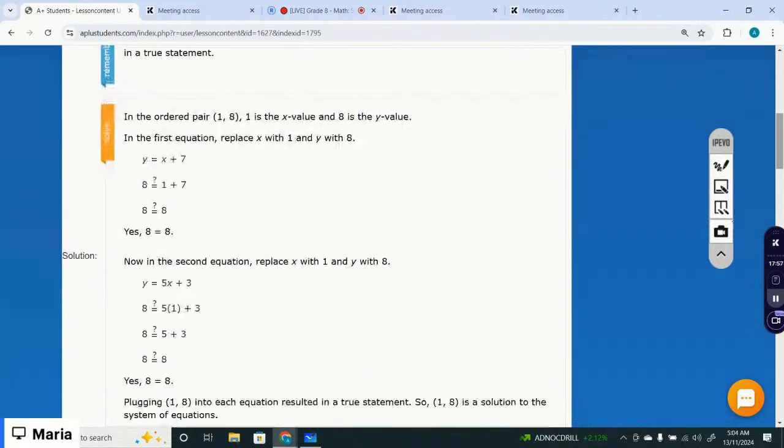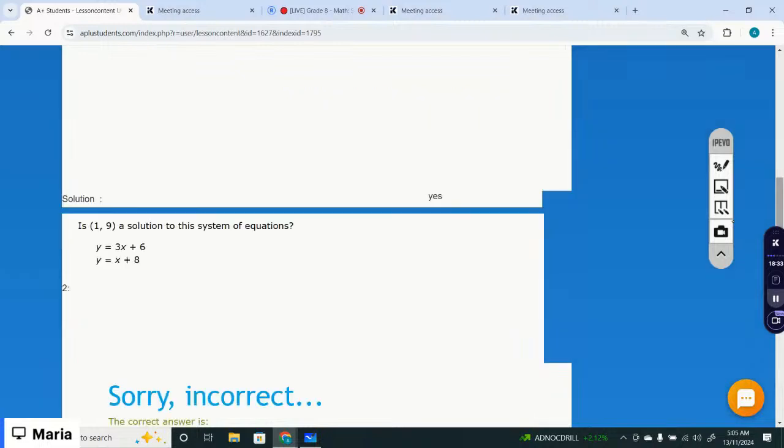So (1, 8) is an ordered pair. 1 is the x value and 8 is the y value. Replace the variables with a value in the equation, that is y is 8 and x is 1. So 8 equals 1 plus 7, 8 equals 8. So yes, the point satisfies equation 1, right? Now plug in the point in equation 2. y is 8, x is 1. So 8 equals 5 plus 3, that is 8. So the second equation is also true by plugging in the point, right? So that means yes, (1, 8) is the solution of the system of equations. Got it?